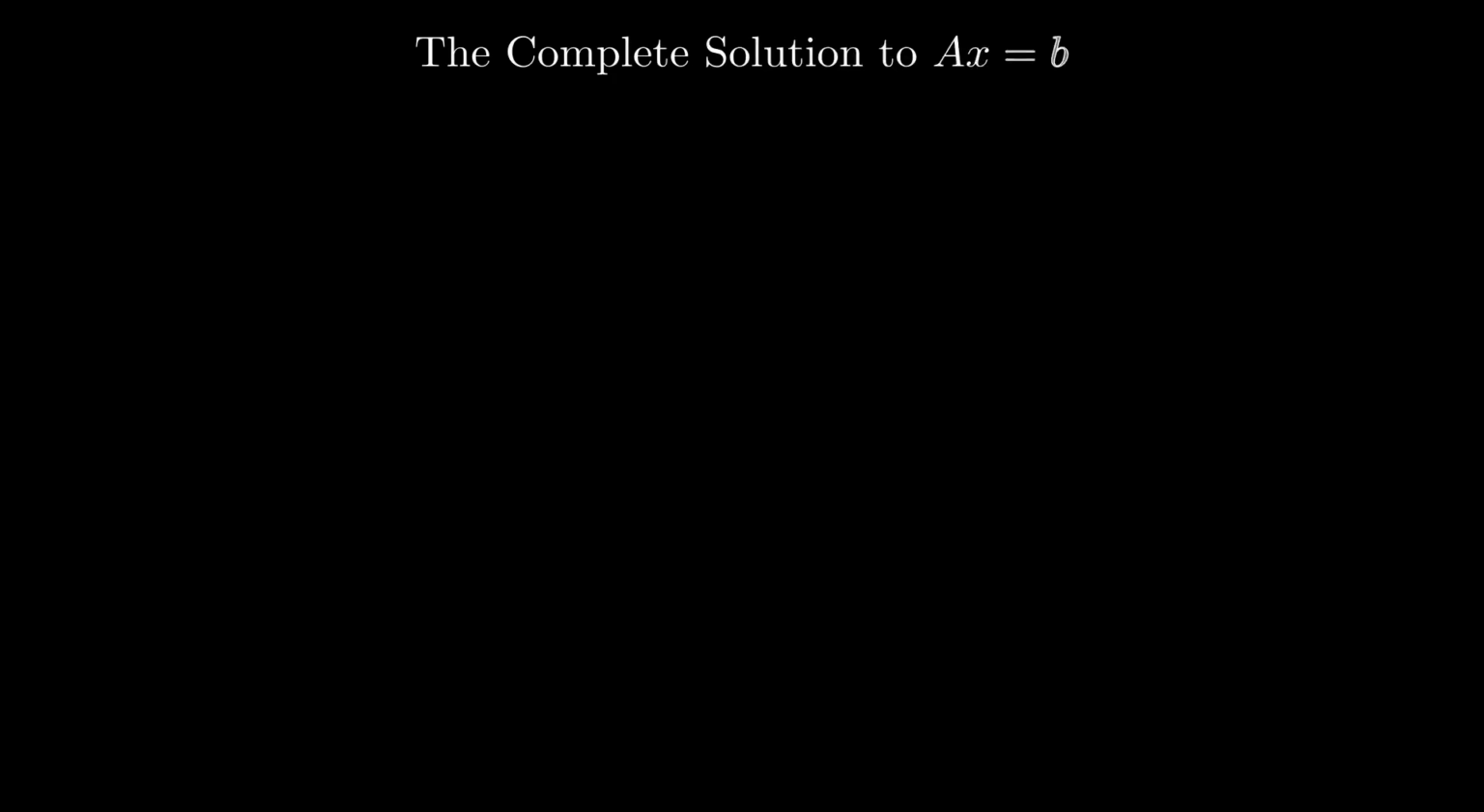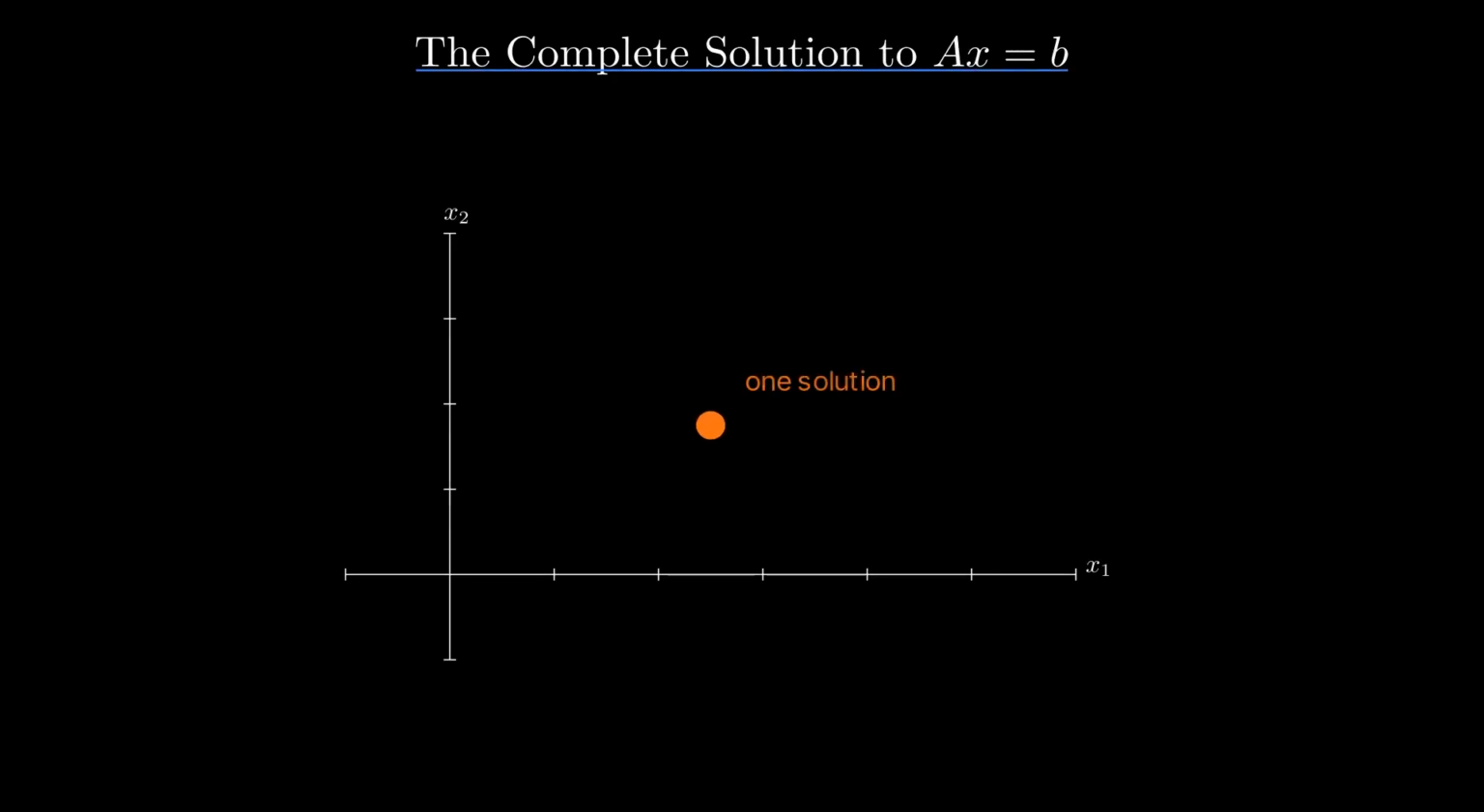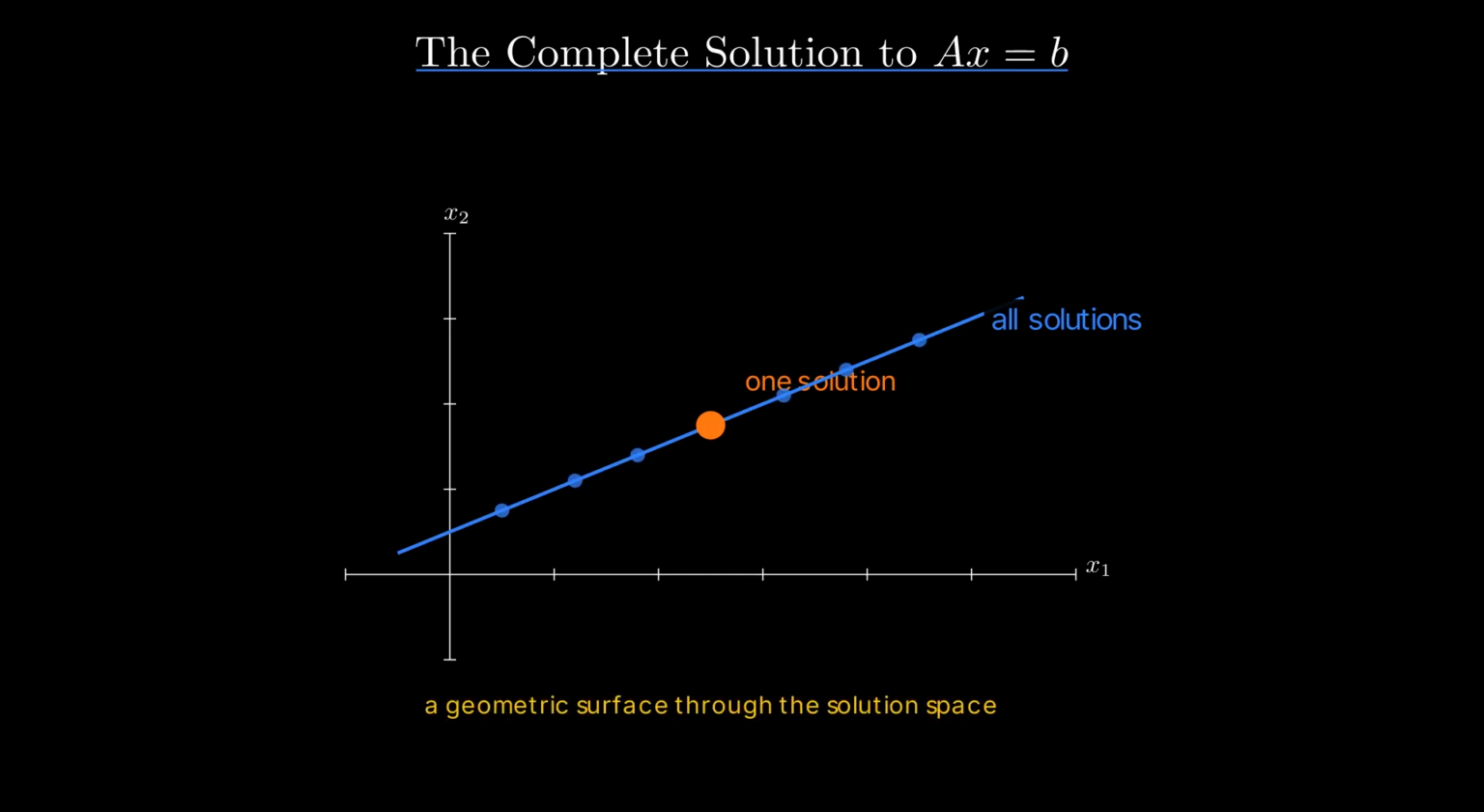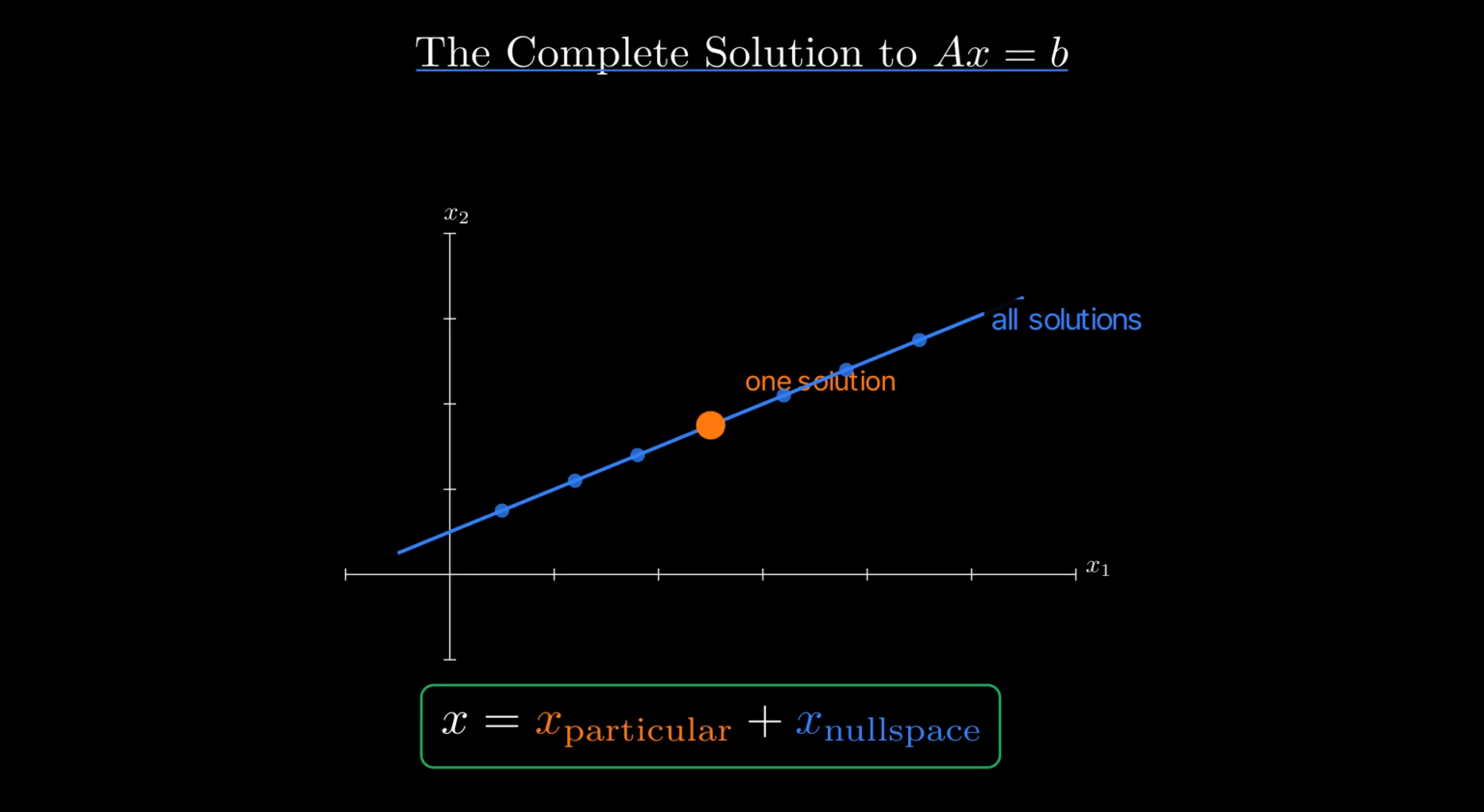You solve Ax = b and found one answer. But in many systems, there are infinitely many more solutions, forming an entire geometric surface through higher dimensional space. Every solution fits a single elegant formula: one particular solution plus every vector in the null space. That formula is our target. Let's build it with a specific system.